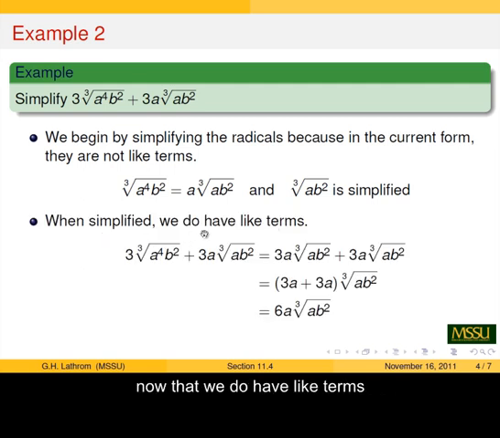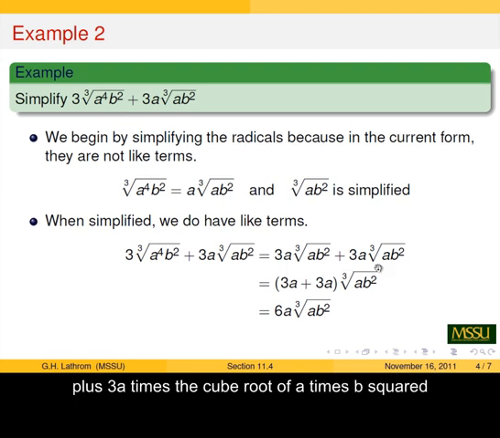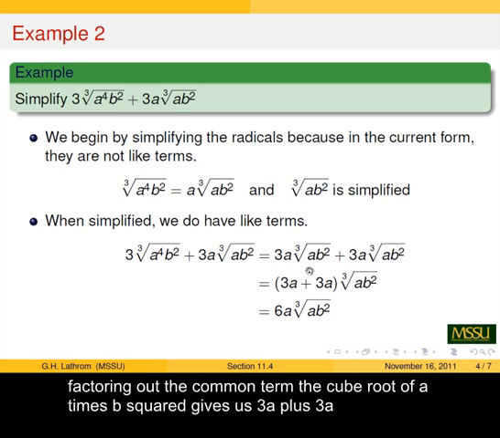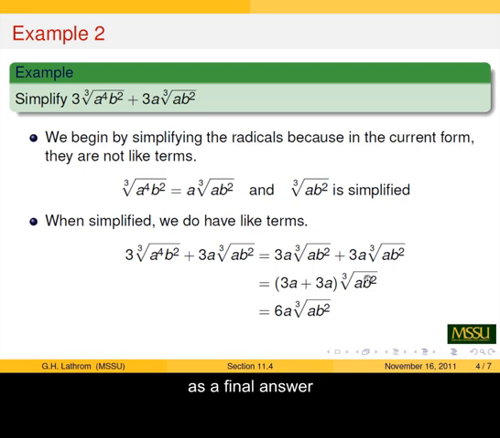Now that we do have like terms, 3 times the cube root of a to the fourth b squared plus 3a times the cube root of ab squared, when simplified, gives us 3a times the cube root of ab squared plus 3a times the cube root of ab squared. Factoring out the common term of the cube root of ab squared gives us 3a plus 3a. Combining like terms gives us 6a times the cube root of ab squared as a final answer.